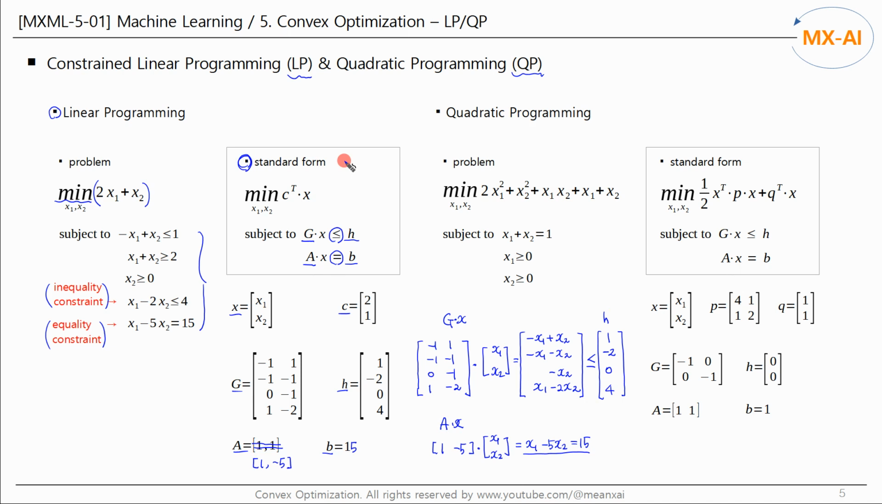This time, we will look at the quadratic programming problem. The goal is to find the minimum value of this function. There are three constraints as shown below. The standard form for this problem is as follows. As shown on the left, the G and H matrices are used to represent inequality constraints. And the A and B matrices are used to represent the equality constraint. The X, P, Q, G, H, and B matrices for this problem are respectively as follows.